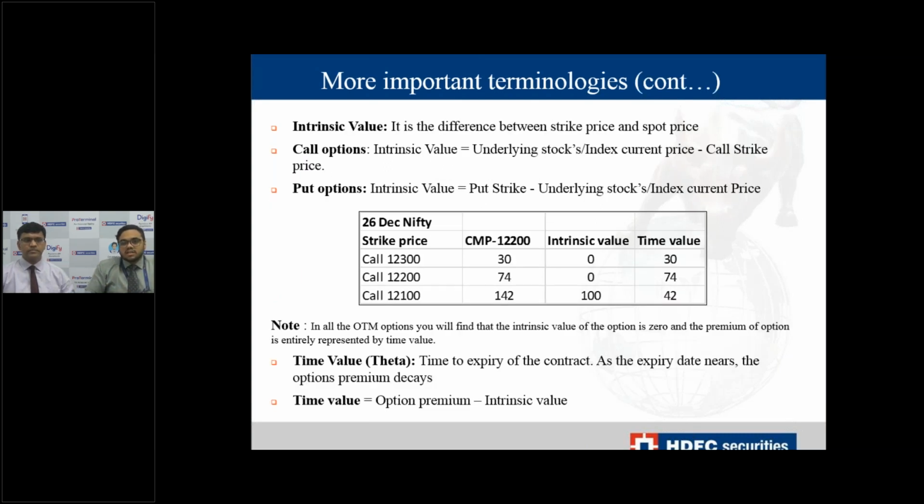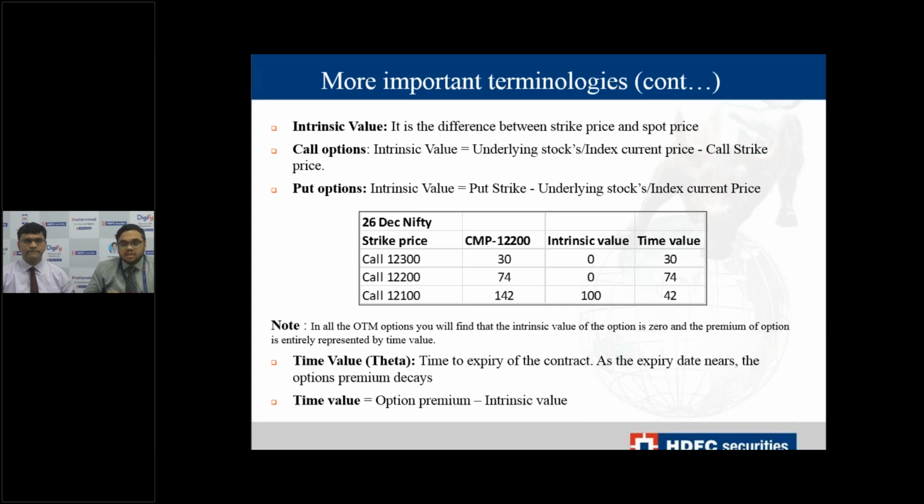Then there are certain other important terminologies we need to understand. That is intrinsic value. What is intrinsic value? It is the difference between the strike price and the spot price. So the option price, whatever we call the premium, consists of the intrinsic value and the time value. So the time decays. So that is very important to understand, what is time value and what is intrinsic value. So it will help us to choose the exact strike price when we gauge the market.